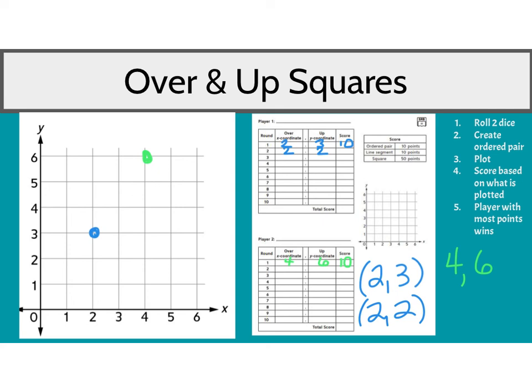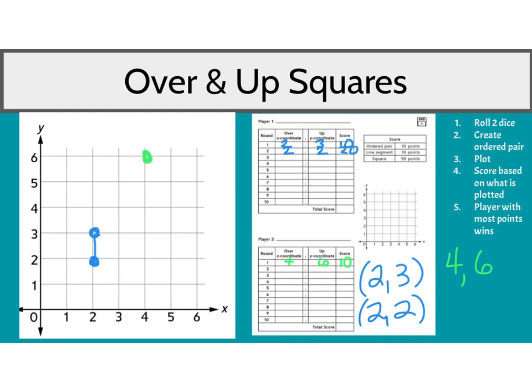And if I go over 2, up 2, look what happens here. I can now connect those 2 points. And now the fact that I made an ordered pair and I connected a line segment, I get a total of 20 points.